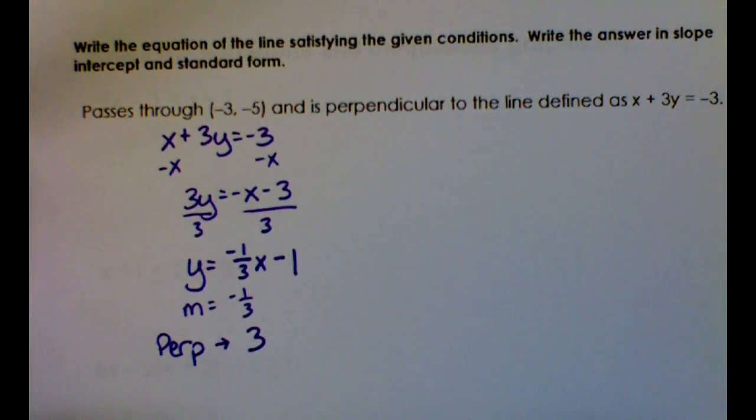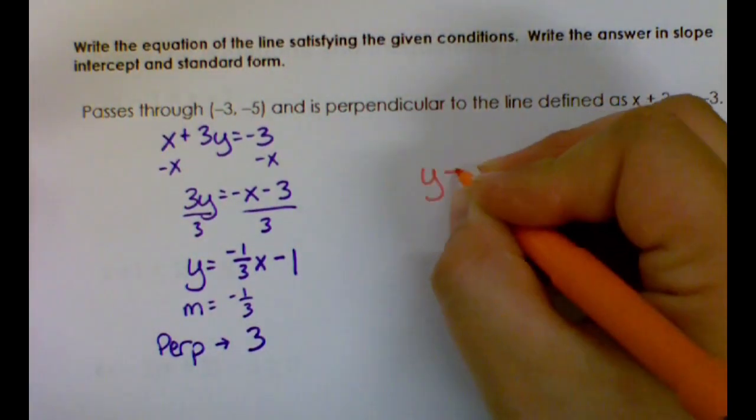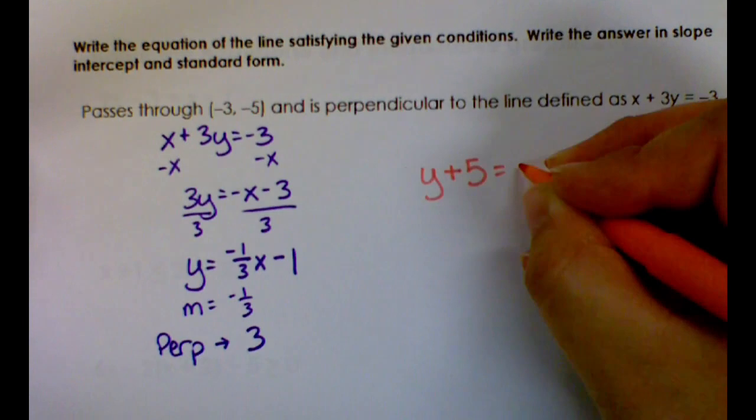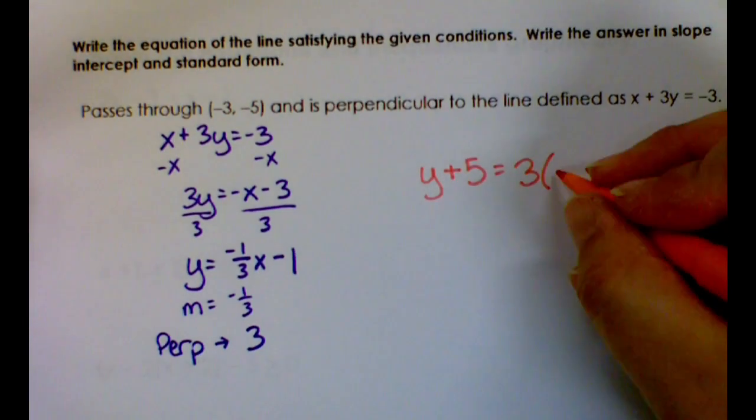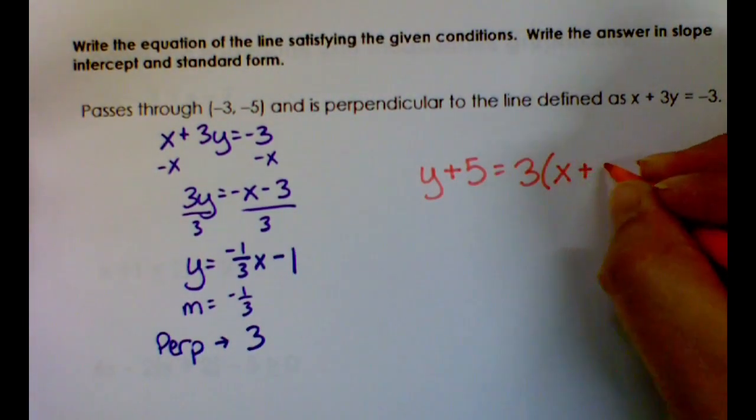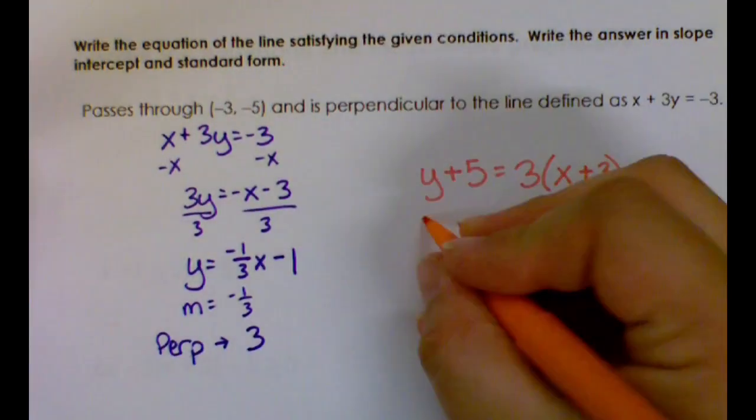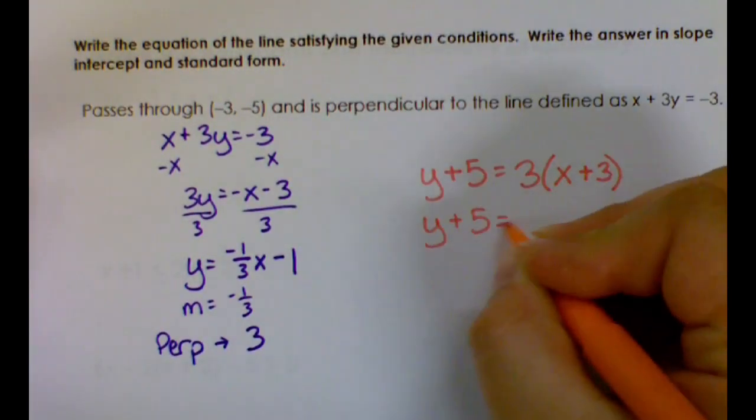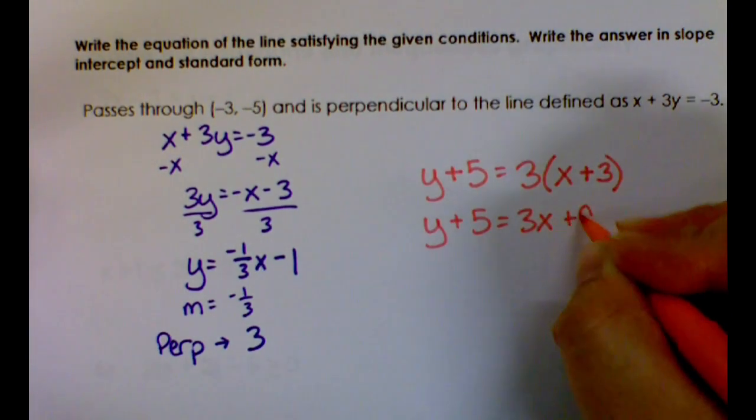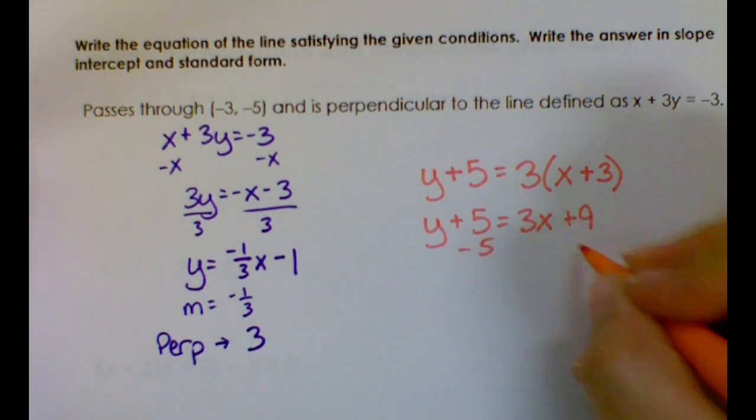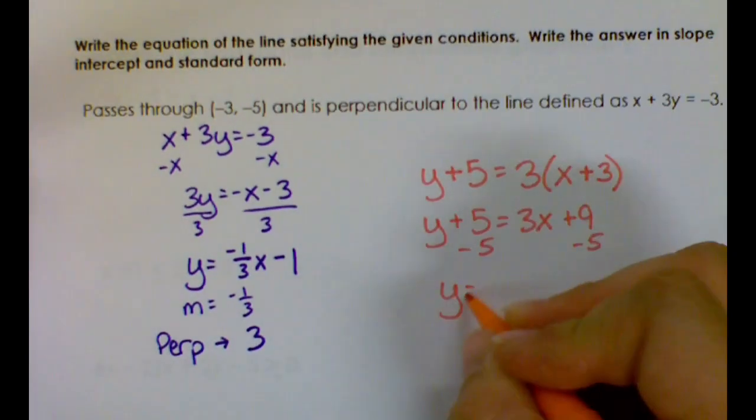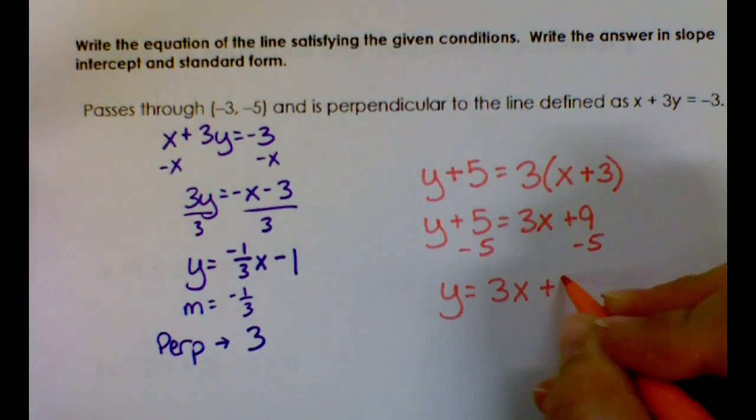Now we can take that slope and our point, which is negative 3, negative 5. So y minus negative 5 equals m, which is 3, times x minus negative 3. Now notice when I did minus the negative, I just turned it straight to a plus. Distribute my 3. I get y plus 5 equals 3x plus 9. And subtract that 5 over. I get y equals 3x plus 4.